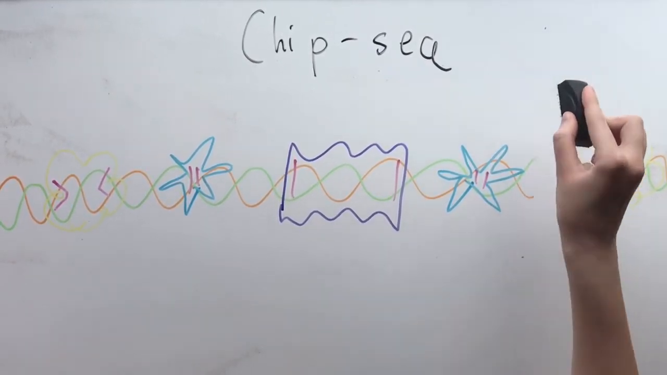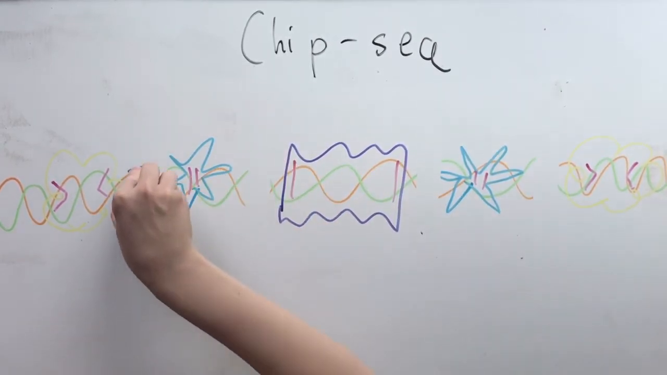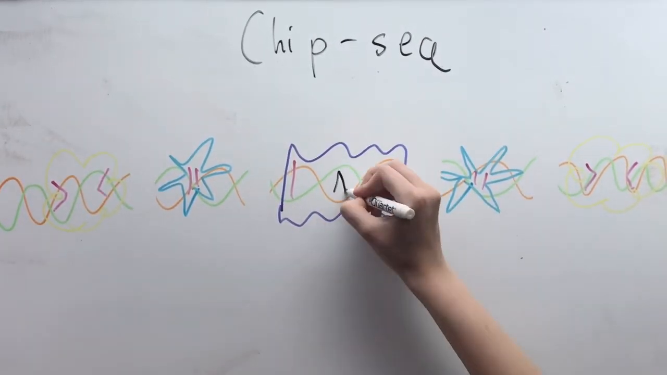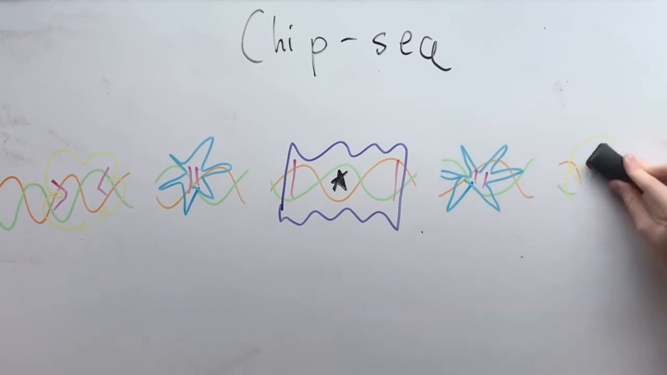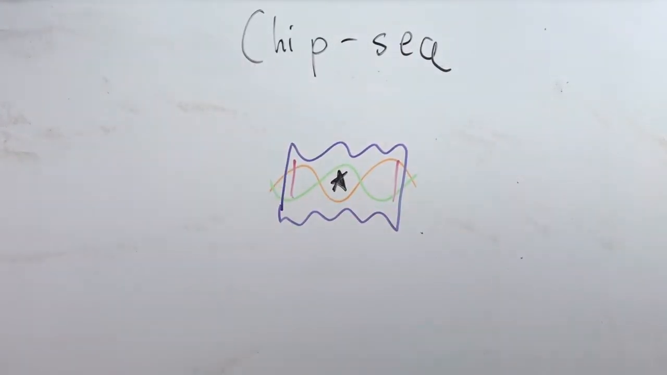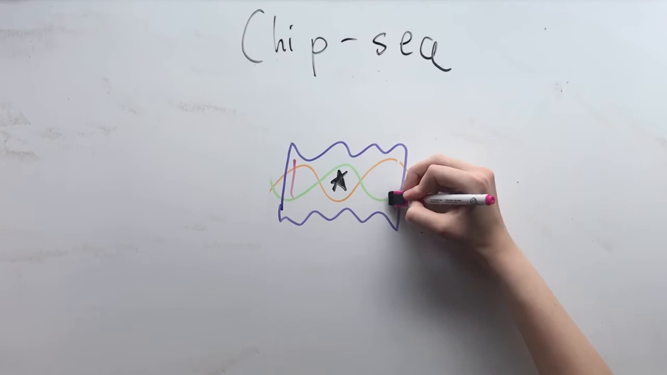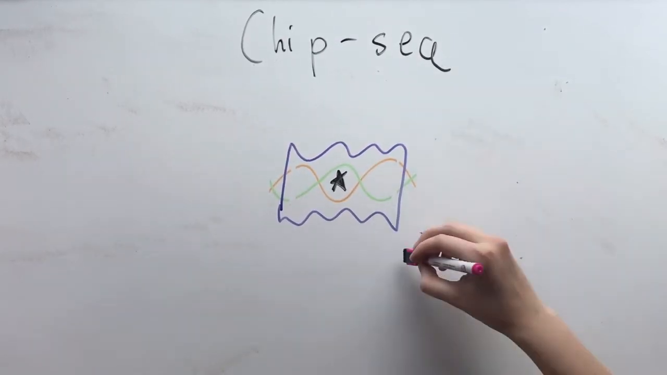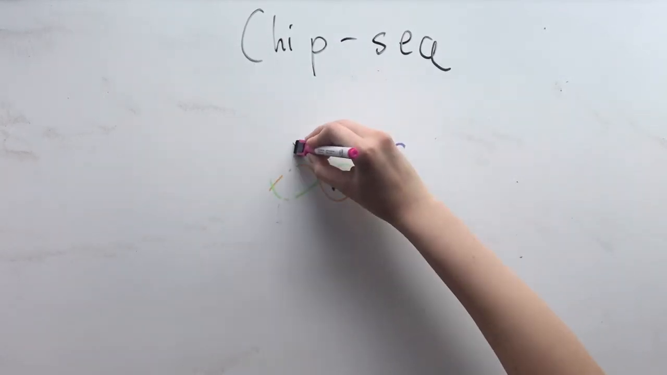Then they cut the DNA into small, approximately 300 base pair fragments. Then they isolate the protein of interest using an antibody and wash everything else away. After that, they reverse the formaldehyde glue by warming everything up. Then they isolate the DNA itself by washing the proteins away.